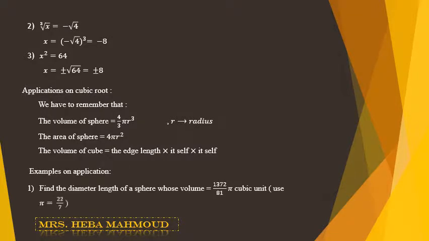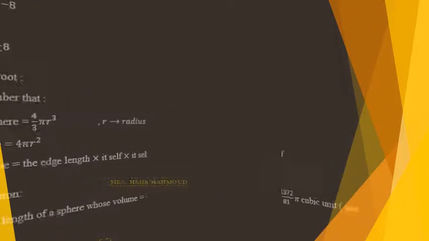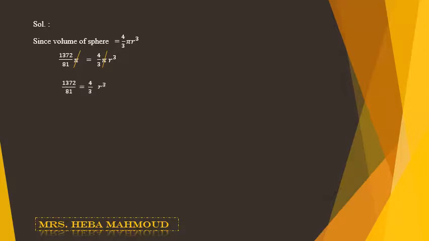Example on this application: find the diameter length of the sphere whose volume is 1372/81 pi cubic units, using pi. Solution. Since the volume of a sphere equals 4/3 pi r^3, we will put the value of the volume of the sphere, which is 1372/81 pi = 4/3 pi r^3. We will cancel pi with pi, so the equation will be 1372/81 = 4/3 r^3.